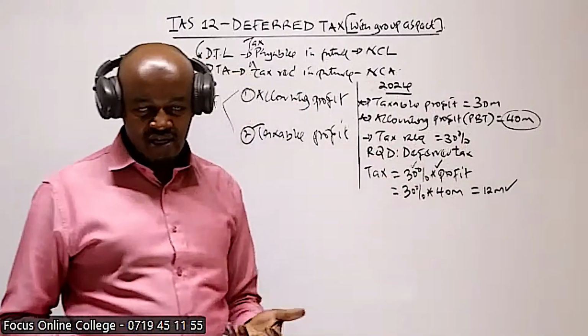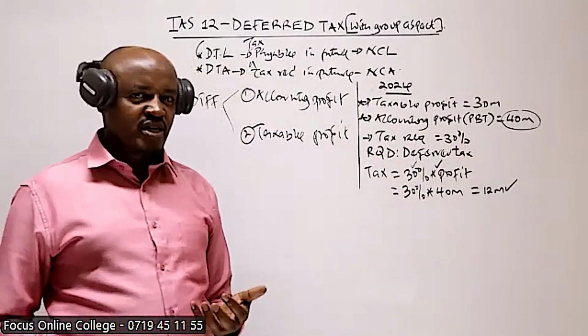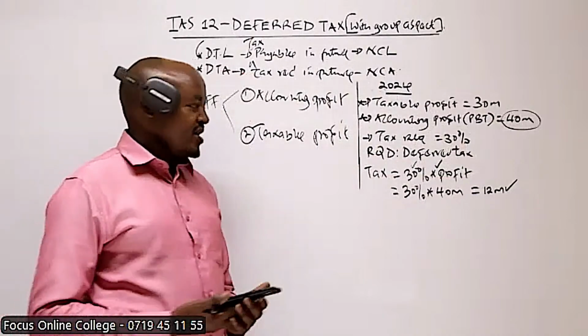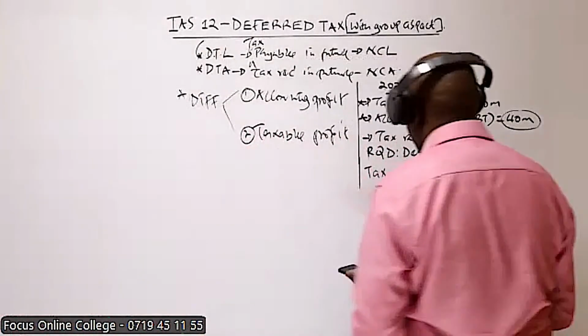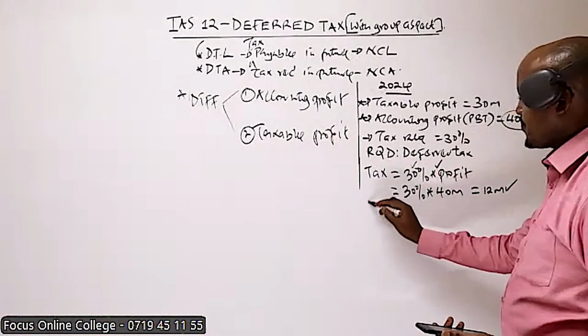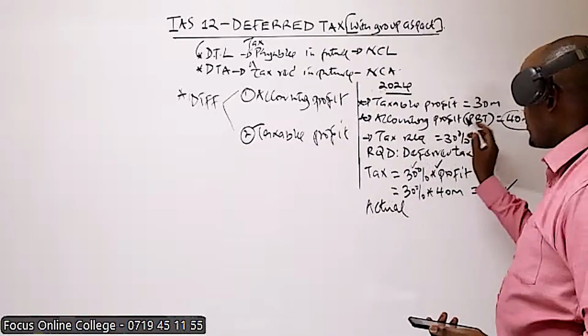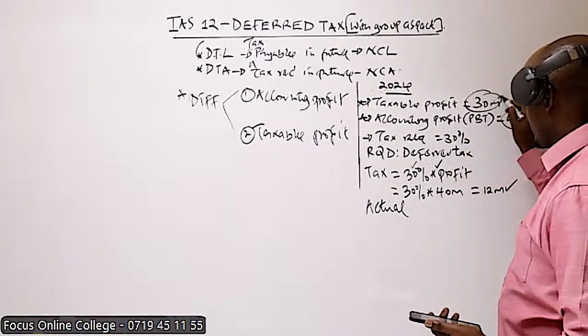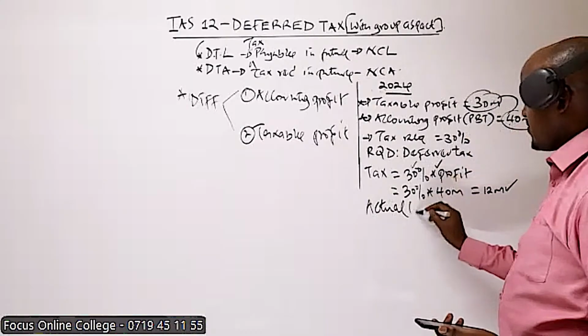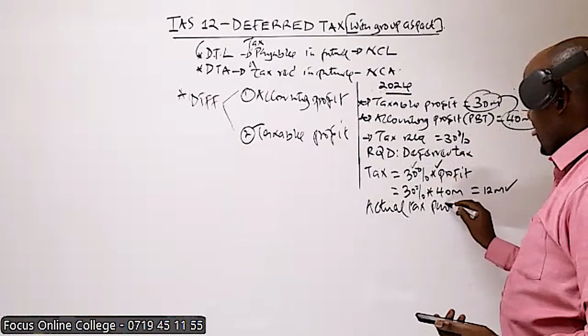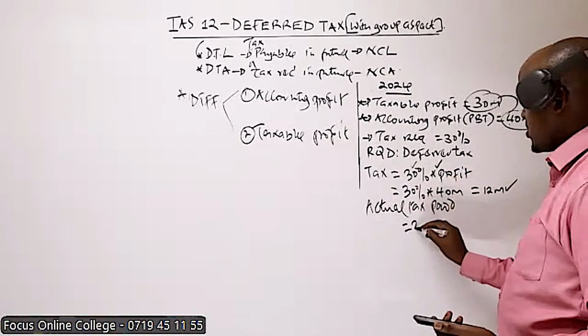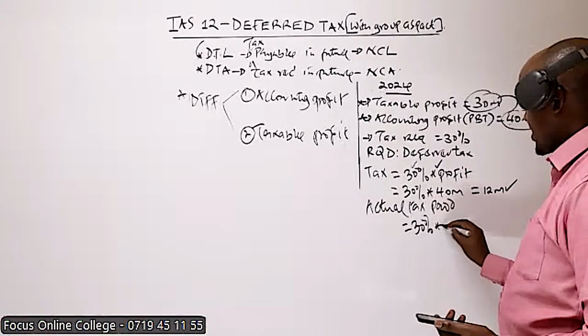But now we need to ask ourselves, is this the actual tax to be paid by our company? Automatically, no. Because you can see, we have the taxable profit, and this taxable profit is different from this. So therefore, the actual tax to be paid by our company here will be 30% of the taxable profit.